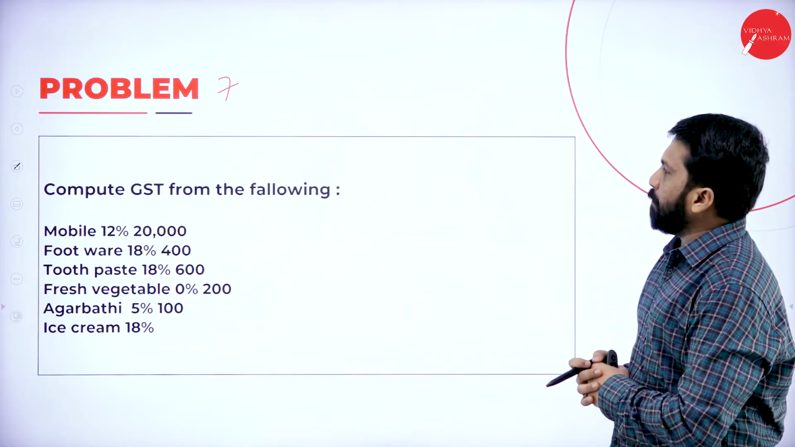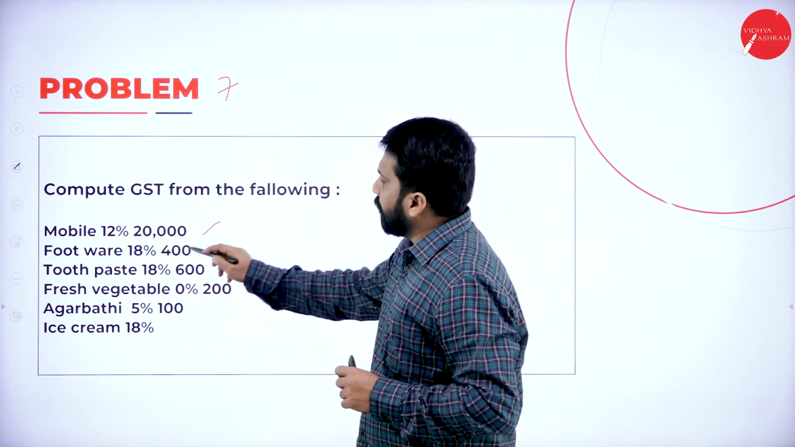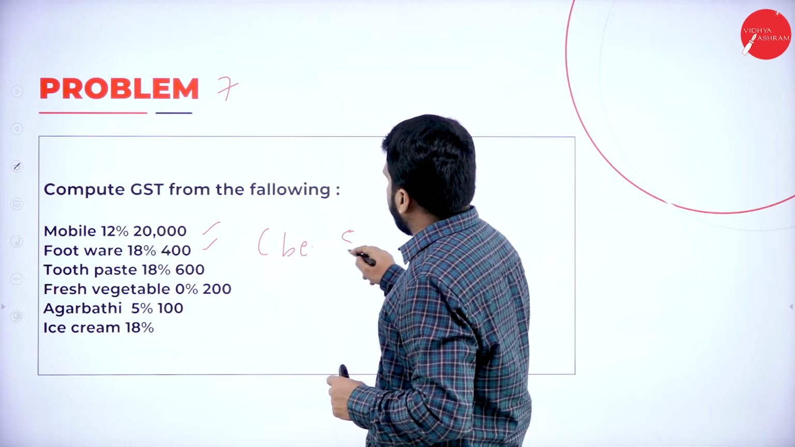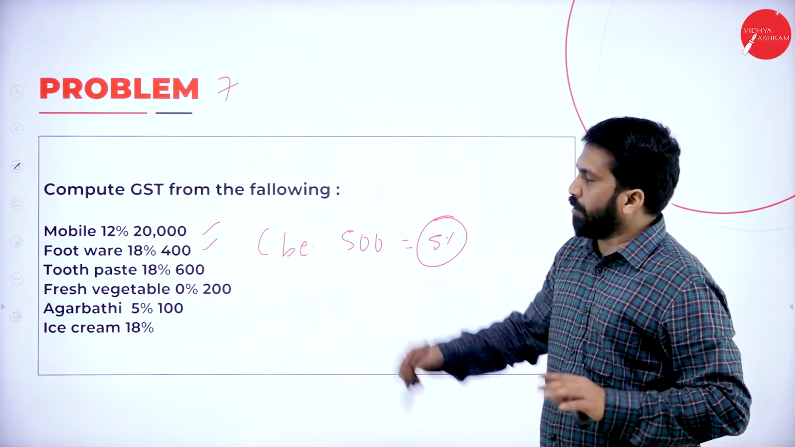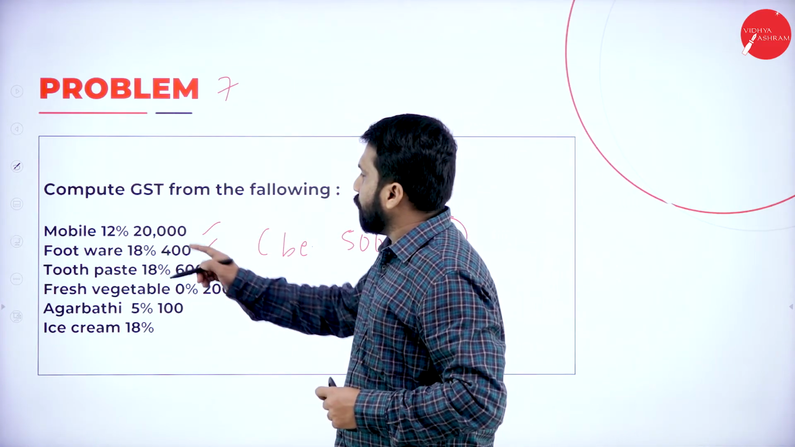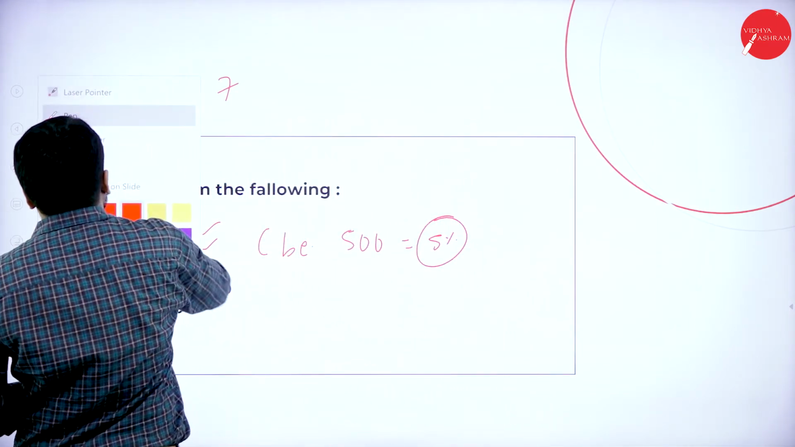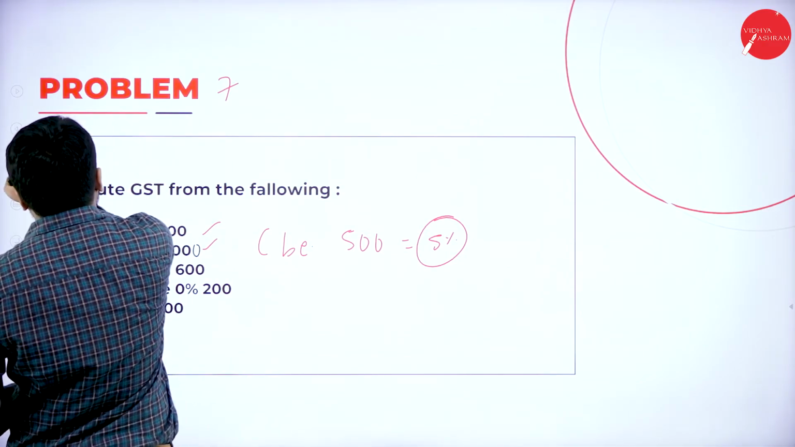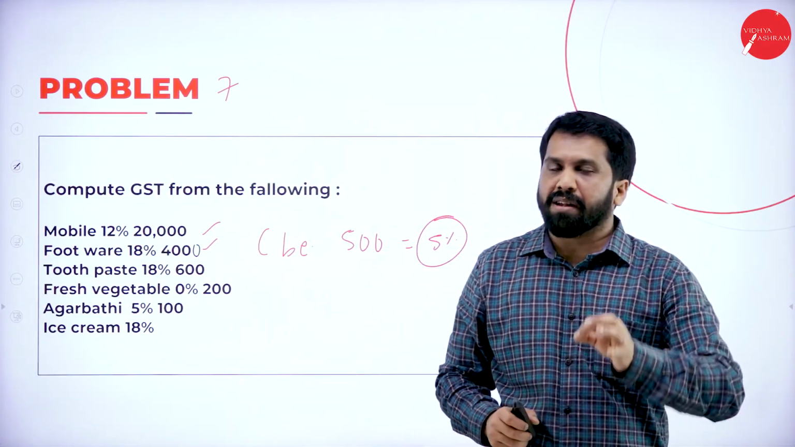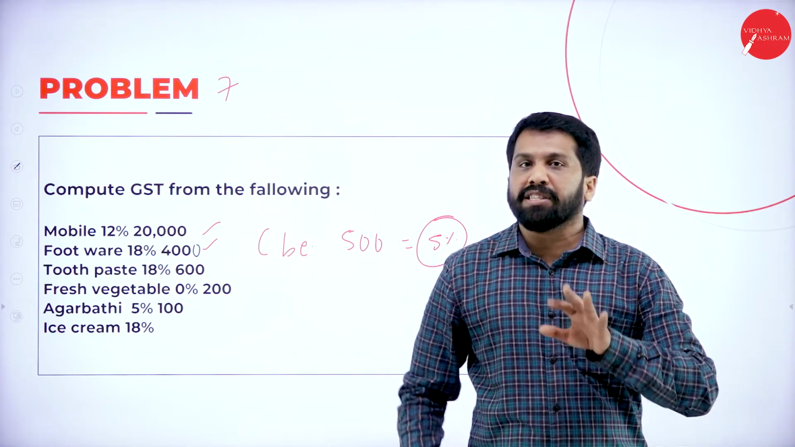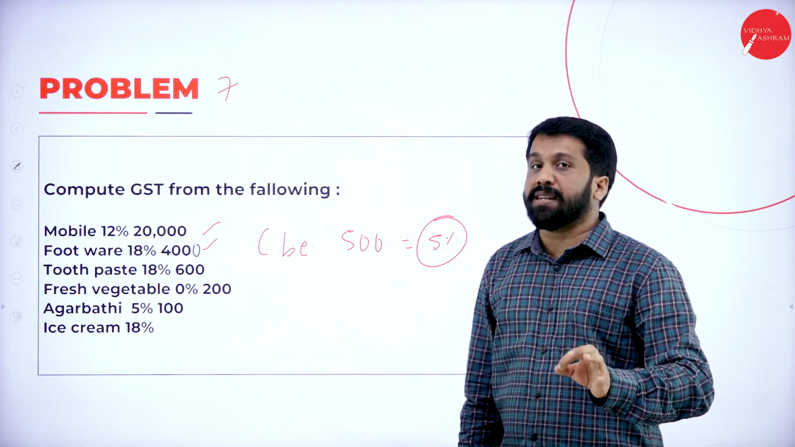Now, compute GST from the following. In this, you have mobile. Remember, for mobile, it is 12%. Footwear, remember, if it is below 500, it will be 5%. If the value of footwear is less than 500 rupees, we should go for 5%. If the value is more than 500, we should go for 18%. It must be 4,000, it is not 400. Footwear value less than 500 rupees, the percentage will be 5%. But now it is 4,000, so the percentage is 18%.